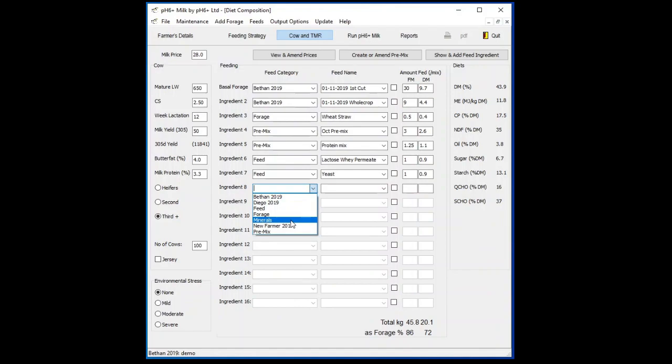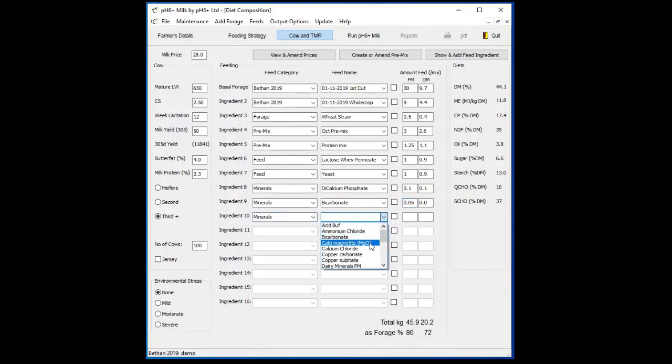For that, we can go back to Cow and TMR page. Here we're going to add to ingredient 8, dicalcium phosphate, into ingredient 9, bicarbonate, and ingredient 10, calcimagnetite. Now we can run the simulator again, and we can see how sodium, calcium, magnesium, and phosphorus have turned green.